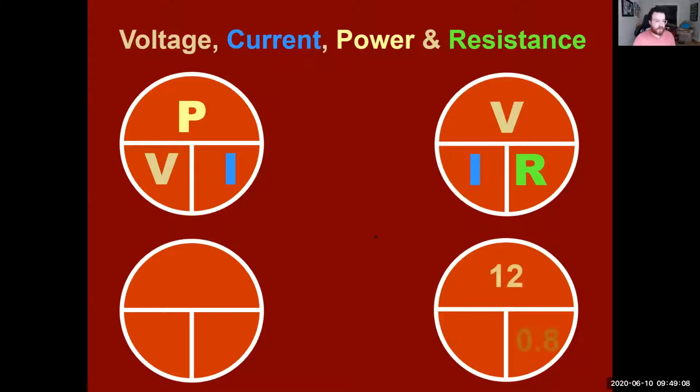So another example, you can go backwards with it. So voltage over resistance, so you have 12 volts over 0.8 ohms. You get 15 as your current. So if you need to find your power, you go 12 times 15, and that gets you 180.